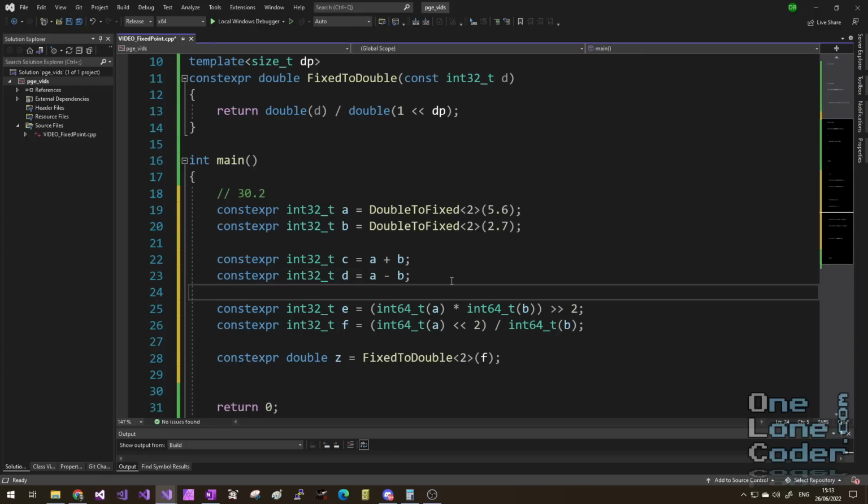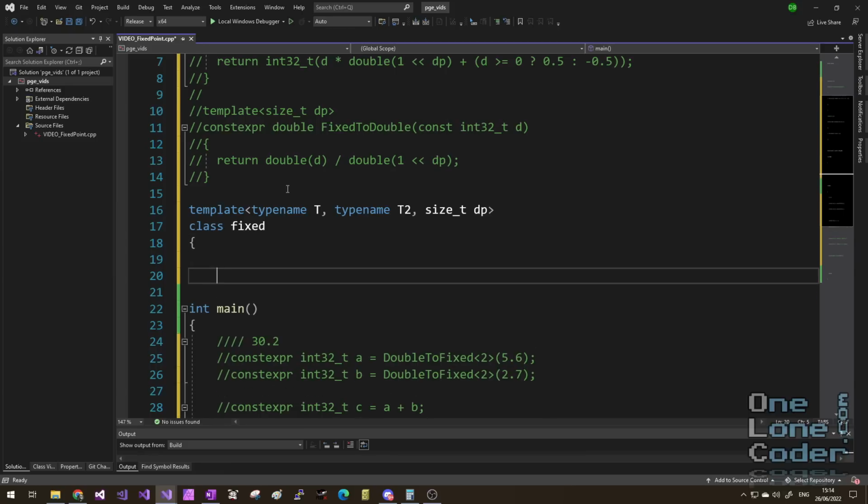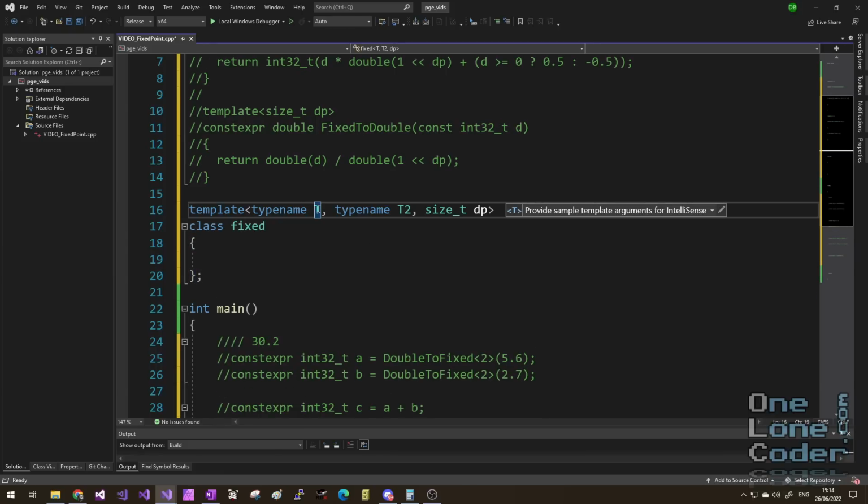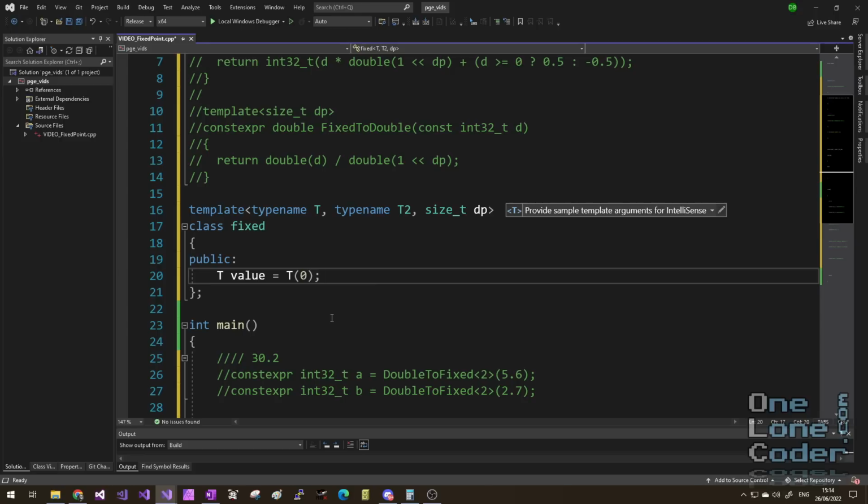I think it's time to wrap all of this up in a nice little utility class. I'm going to create a class called fixed, and again it's a template class where we're going to pass in the argument which is the basic type. So this would be int32 in the example just shown, but we also need to pass in something that's twice as big, so int64 in this case, and again the number of bits that we want after the decimal point. And I don't intend to spend too long doing this because we've looked at the basics now, so it's just a case of operator overloading.